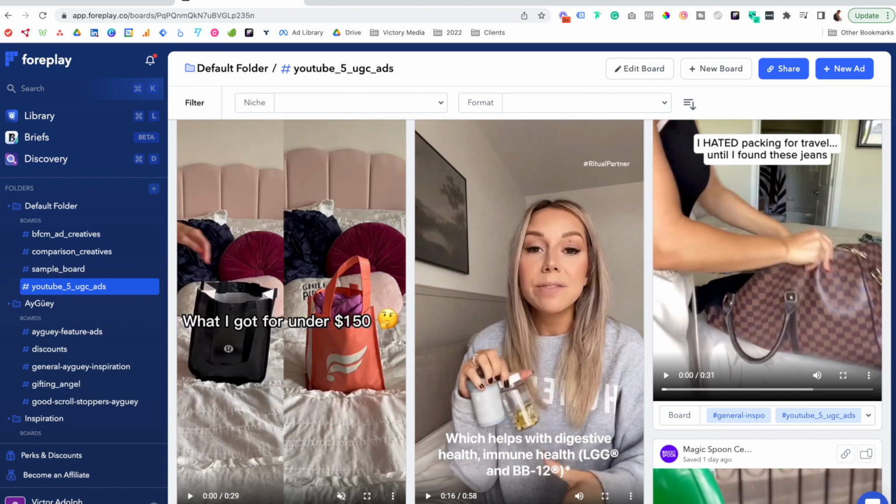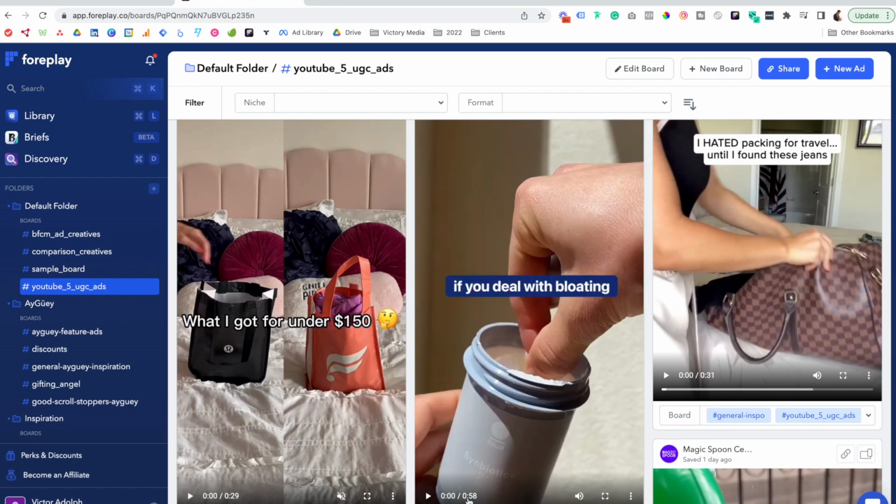So this is somewhat of a UGC compilation, and let's restart it from the beginning again. Thinking about the structure, you first want to go with the problem, then problem agitation, and then the solution, which ideally is your product. So here you can see, if you deal with bloating, then listen up, and you go ahead. In my hands, I'm holding the product that has helped my gut support so much.